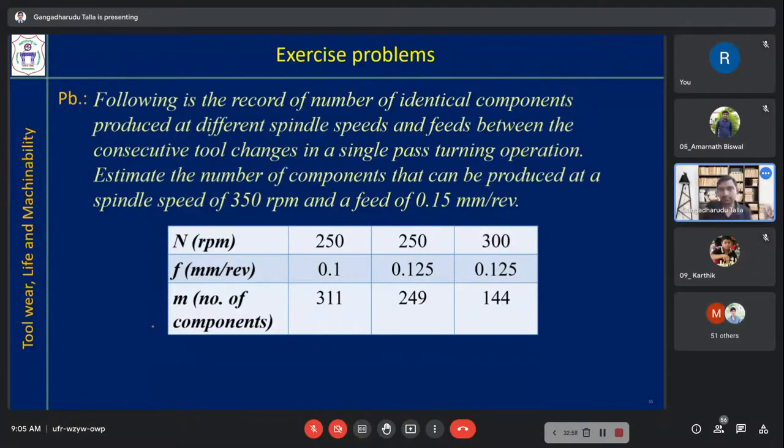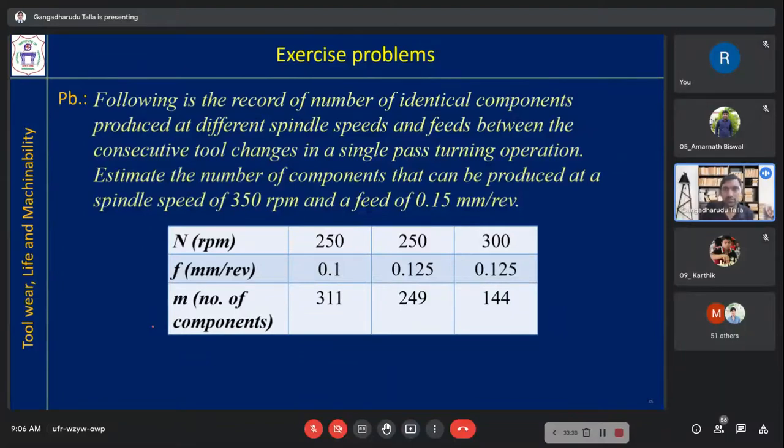Similarly, at 250 RPM, but feed is changing as 0.125. So before the tool fails, the tool failure criteria is there, whatever it may be, 0.3 average flank wear. So you can produce 249 components there. So in the third case, 300 RPM, feed rate 0.125, you can produce 144 components.